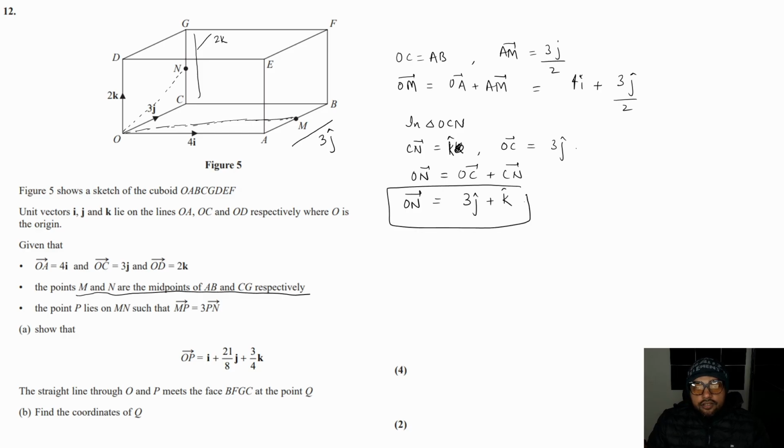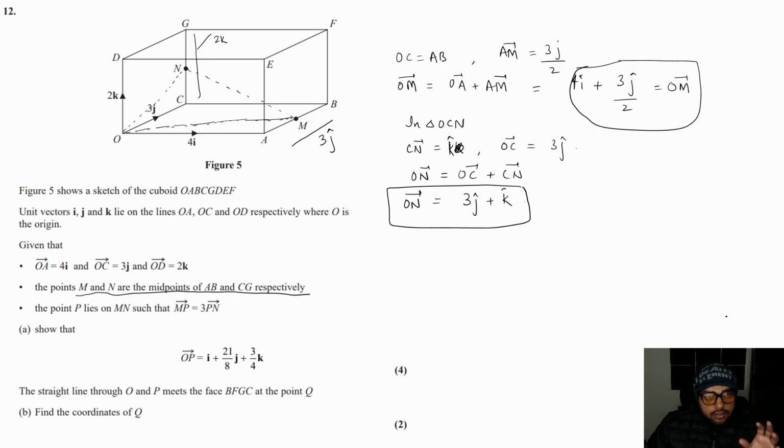These are the major vectors which we need to find. OM vector we have already got. So OM is equal to 4i plus 3j by 2, and ON is equal to 3j plus k. Now if I ask what will be the value of MN vector, see in this diagram only, what will be the value of MN vector?